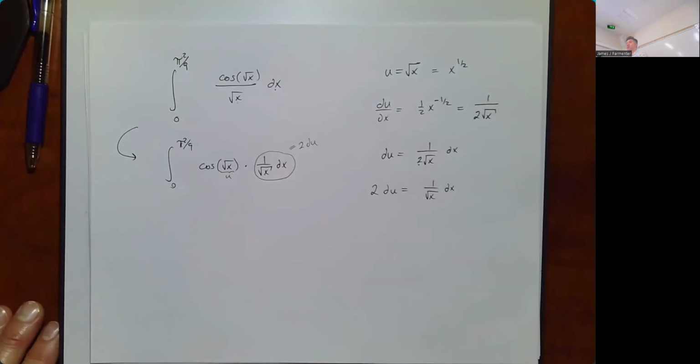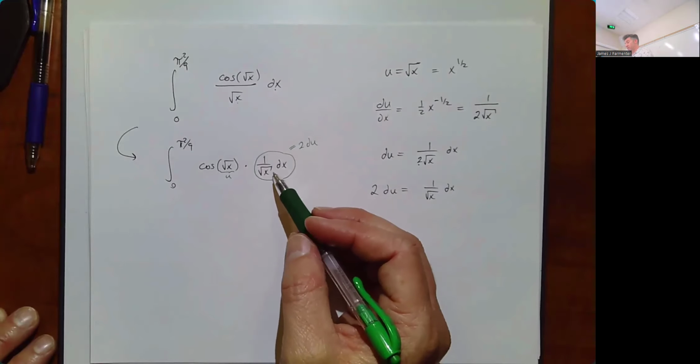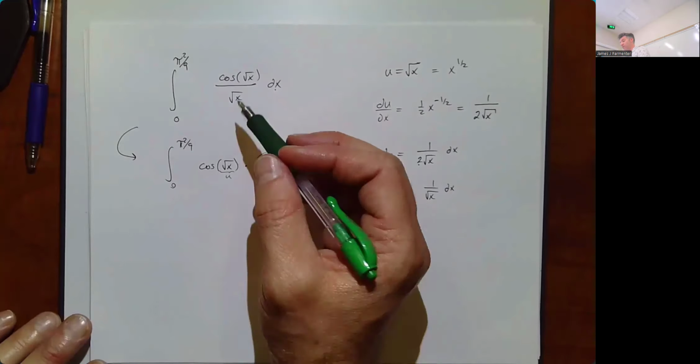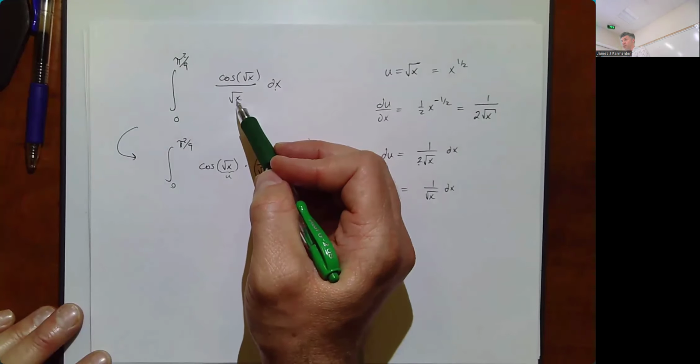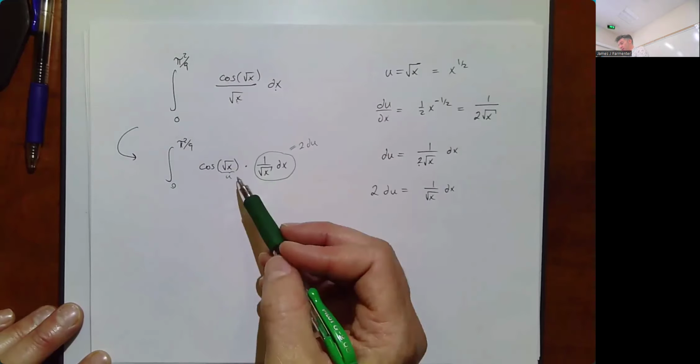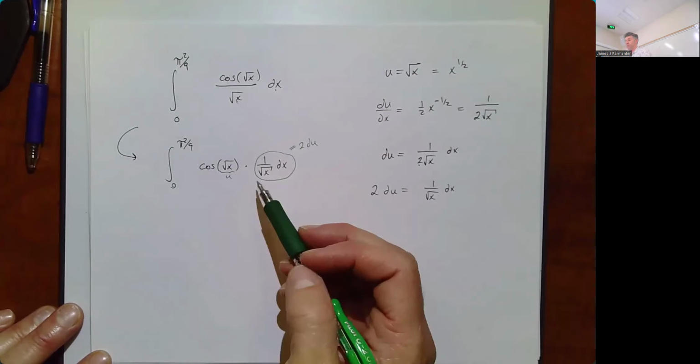So again, this is an important example of making sure that your du soaks up whatever it needs to before we start replacing things. Because if we weren't careful, we might have written this as cosine of u over u, which we shouldn't. It's cosine of u, and then the other root x down there needs to go up into the dx to turn into du.